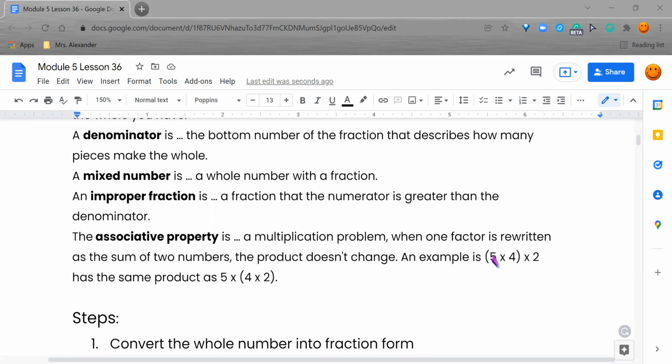So here's our example. We have the quantity of 5 times 4 times 2 has the same product as 5 times the quantity of 4 times 2. So 5 times 4 is 20 times 2 is 40. And over here we have 5 times 8 because 4 times 2 is 8. 5 times 8 is 40. So if you notice, they both come up with the same product.